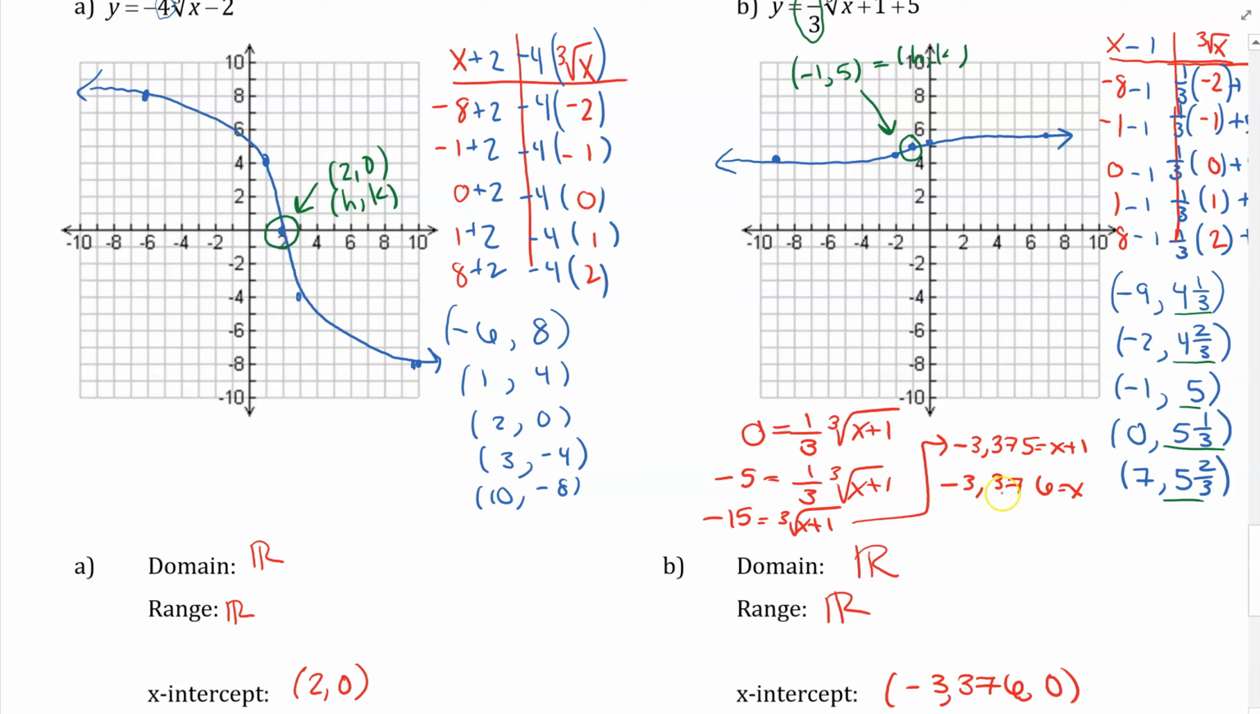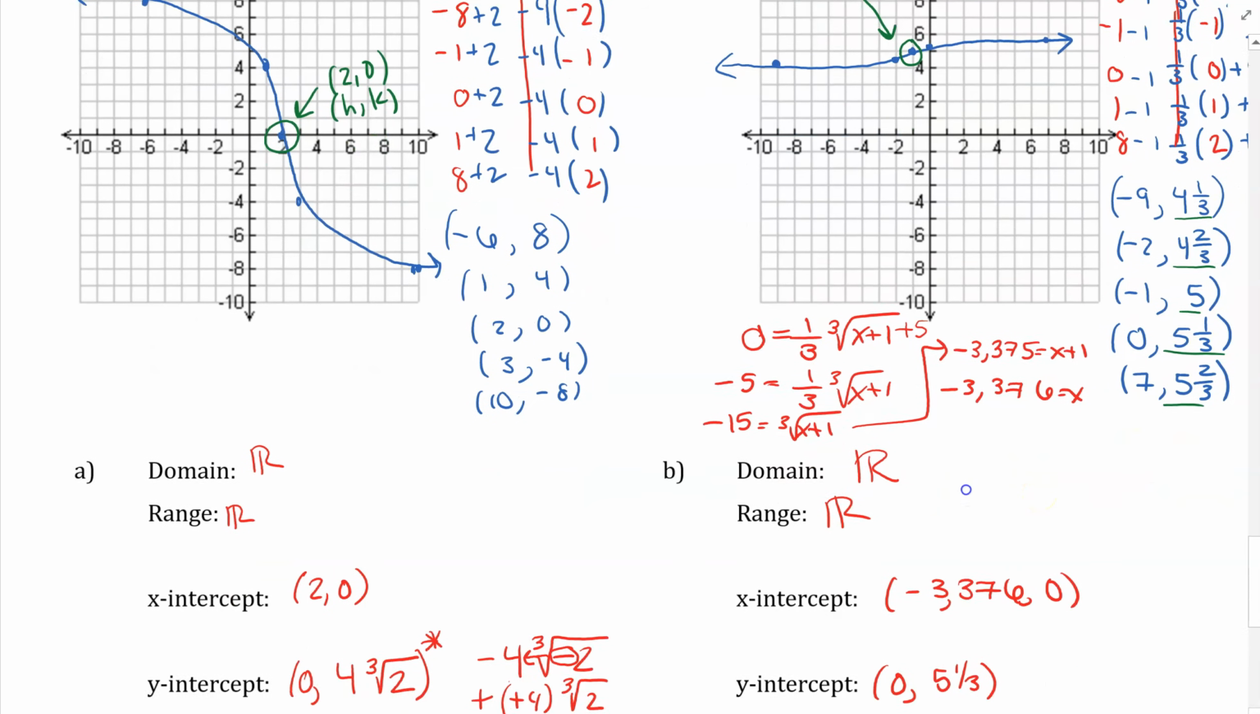So it's not going to hit the x-axis until it gets to the value of -3,376. But the process I did is I plugged in 0 for y, and there was a +5 initially out here, and I subtracted 5 from both sides, and then I had to get rid of the 1/3, so I had to multiply both sides by 3, so the -5 became -15. Then I had to raise both sides to the power of 3 to cancel the cube root, so then -15 became -3,375 equaled x plus 1, and then I had to subtract 1 more to get x by itself, bringing me all the way down to -3,376.